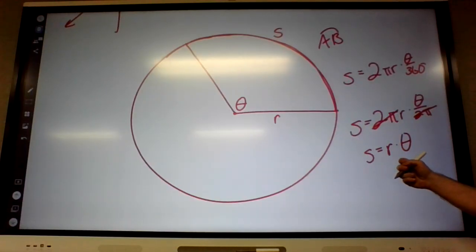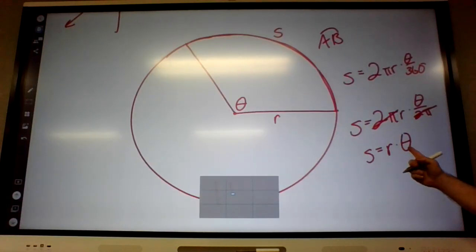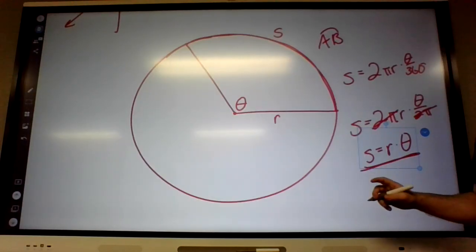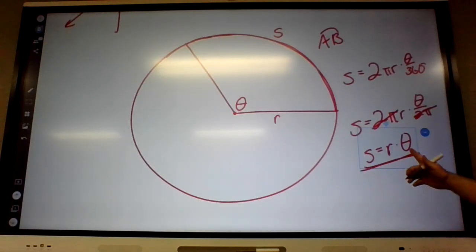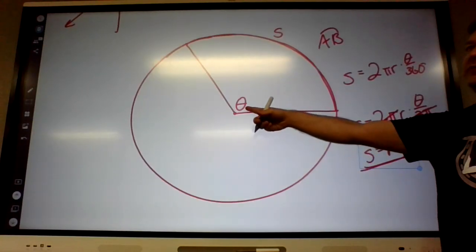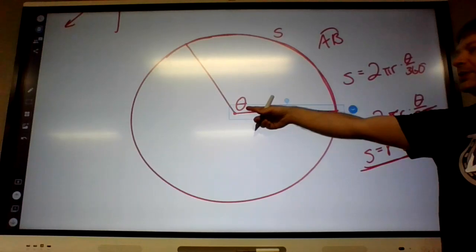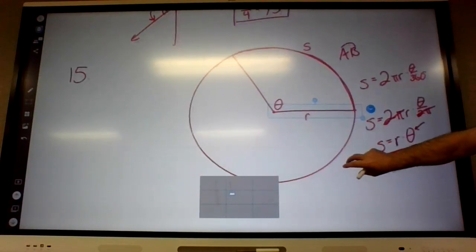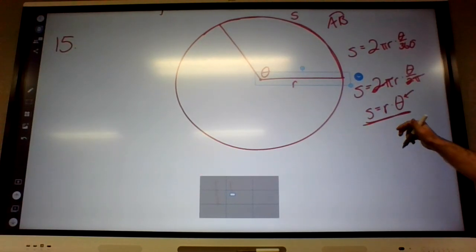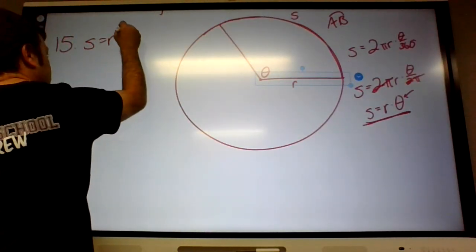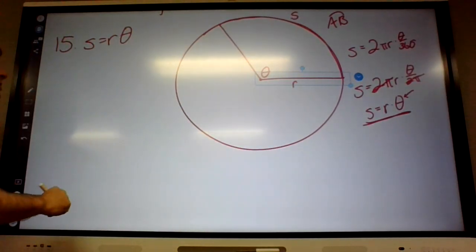This is why I'm guessing they made up radians, so you get this tiny little formula. So basically all we'll be doing is s equals r times theta, if you have radians. If you have degrees, you're going to have to fix it and make it radians. But basically, it's pretty easy. This is the formula we're using: arc length equals radius times the central angle in radians.